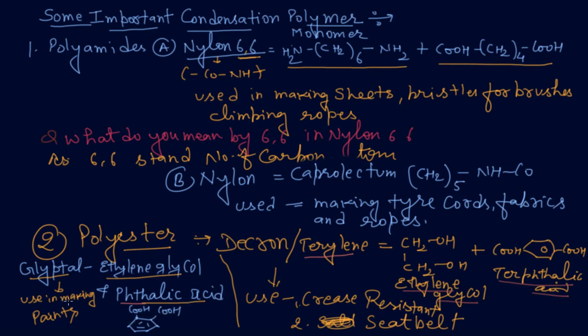And glyptal is used in making paints, lacquers, and building material like asbestos and cement. It can be used in cement. So please take care whenever writing its monomers. Next, we are coming to some more monomers.